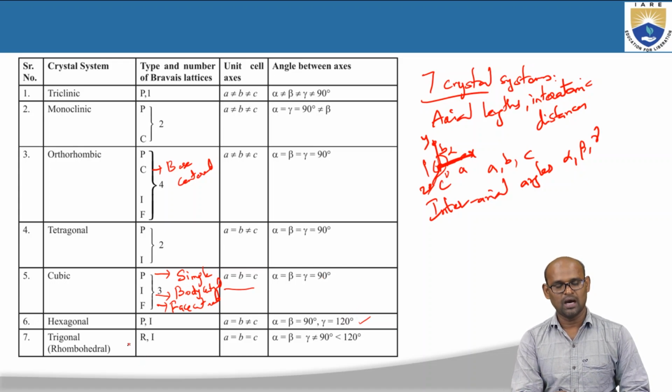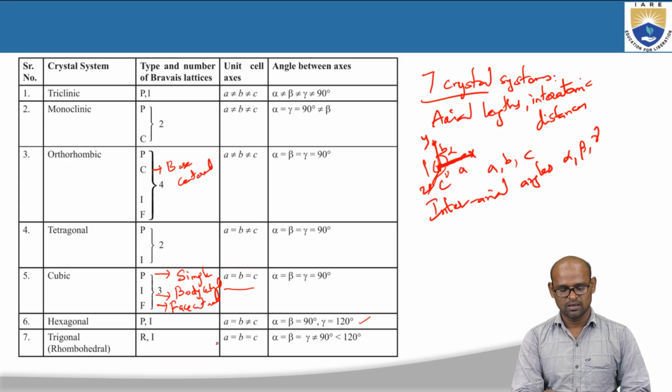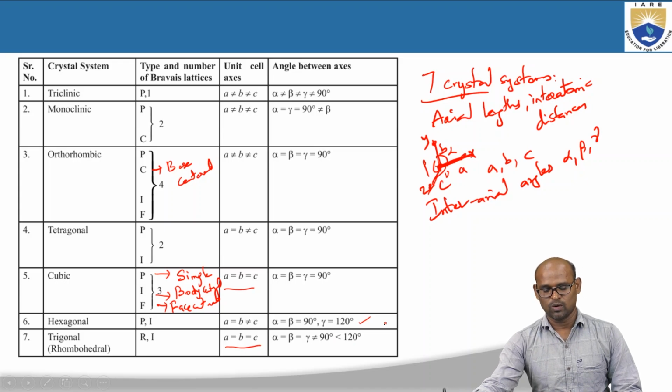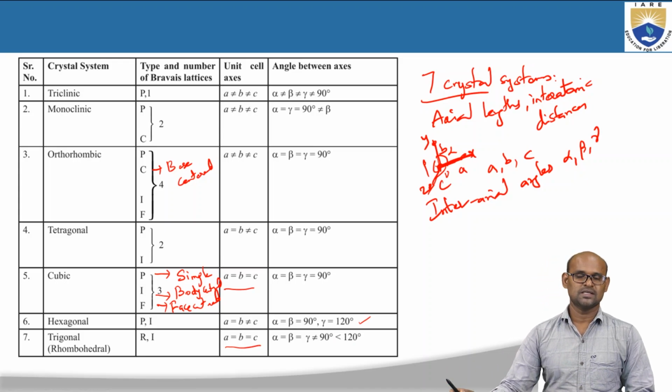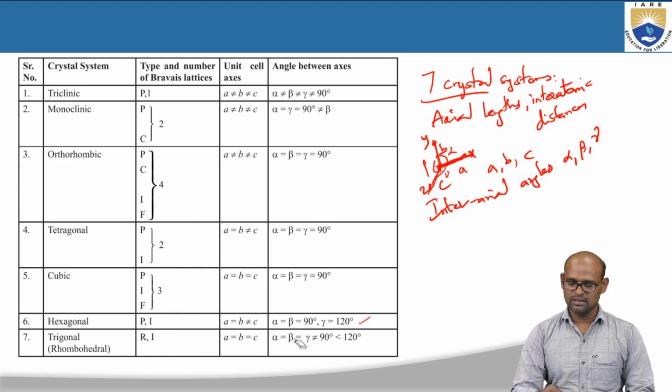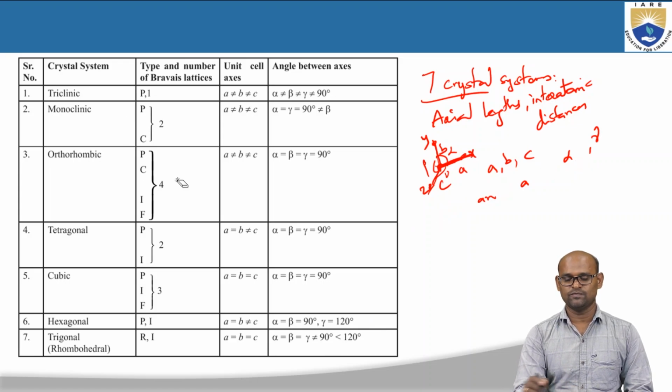Coming to rhombohedral or trigonal, it has only one type of Bravais lattice. And the relation between the axial lengths is A is equal to B is equal to C. All the axial lengths are equal along three axes, and the interaxial angle is alpha equal to beta equal to gamma not equal to 90 degrees but less than 120 degrees. Okay, so these are the 7 crystal systems, and the relation between the axial lengths or interatomic distances and interaxial angles, and different types of Bravais lattice.